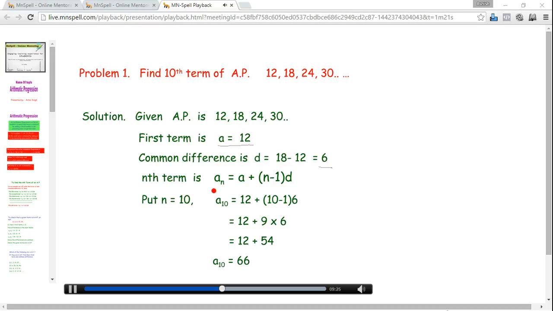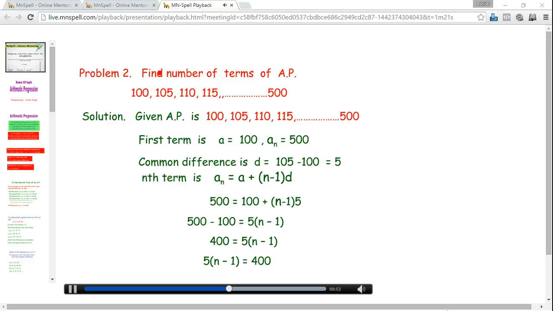Now use the formula of the nth term: Tn equals A plus (n minus 1) times D. Since we have to find the 10th term, just plug in n equals 10. We will get 12 plus (10 minus 1), which is 9, times 6. So 12 plus 54. If you continue this series with the common difference of 6, we will get the 10th term as 66.